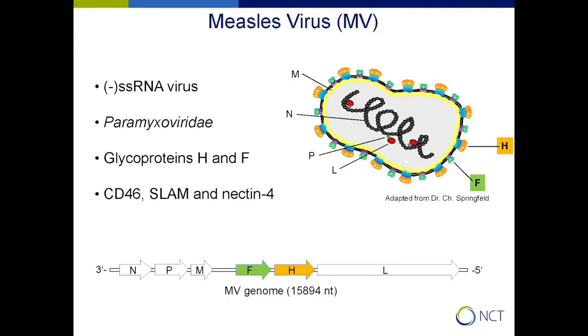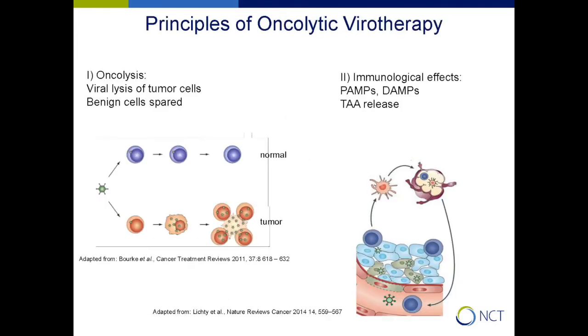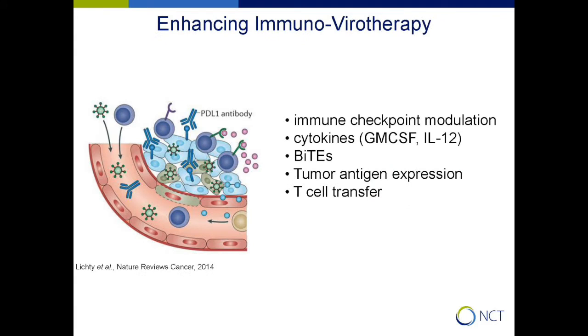For cancer therapy, we use the vaccine strain of measles virus, which has already been used to vaccinate millions of children worldwide, so it's considered very safe. As you've heard from Jean and Antonio, oncolytic viral therapy works on two levels. On a cellular level, the virus will not replicate in normal cells, but it will efficiently replicate and lyse tumor cells. But more on a systemic level, this treatment also has immunological effects.